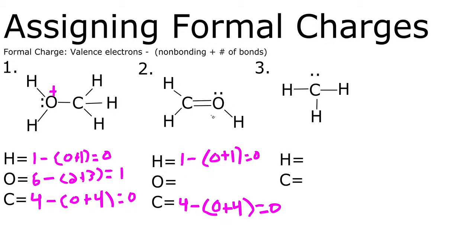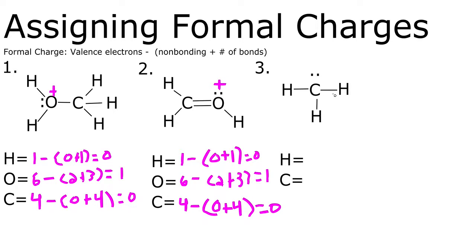Let's look at the oxygen now. It is found in group 16, so we can say 6 valence. How many lone electrons? We have 1, 2, so we have 2. Plus 1, 2, 3 bonds, because a double bond counts as 2, and we have a single bond, so single plus a double is 3. So 6 minus 5 is 1, and that's a positive. So we have a positive on this oxygen.